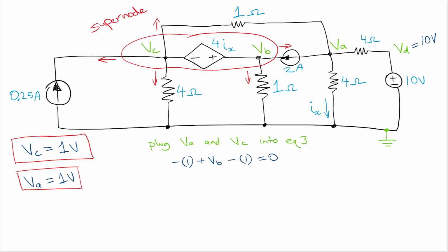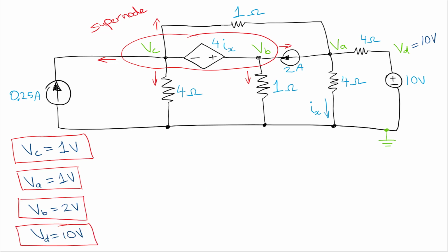Next, we'll plug what we found for VA and VC into equation 3, and we're going to get minus 1 plus VB minus 1 is equal to 0. And then we can solve that VB is equal to 2. So those are our results right now. And we also know that VD is equal to 10 volts, and we knew that from the beginning. So that's our complete results for the node voltages.